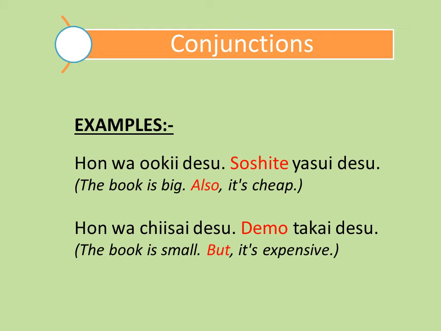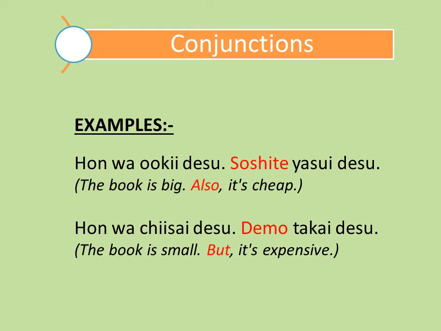Hon is book, oki is big. Soshite is our conjunction, which means also or as well as or and, whatever, any of these. Yasui means cheap, so we want to say that the book is big as well as cheap.